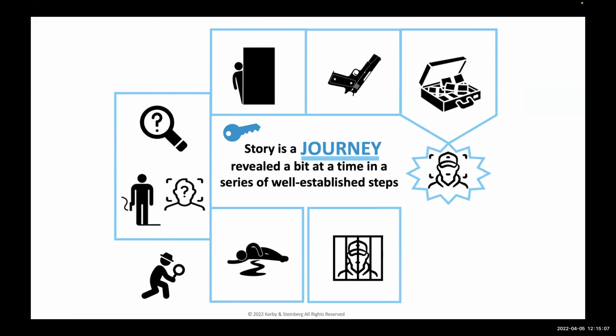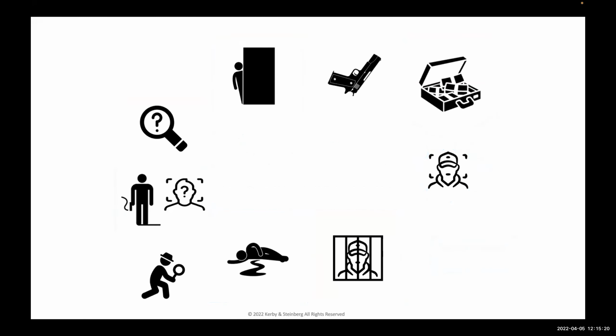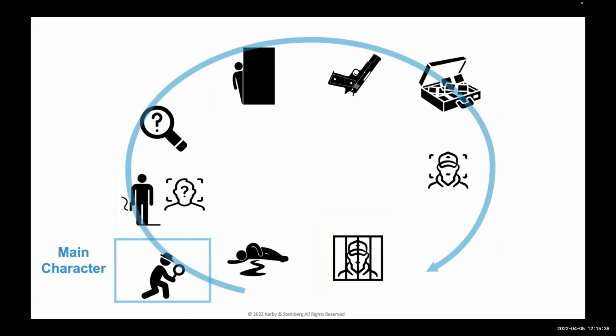Now, we all know that journeys aren't just steps. It's not just like a bus route. Somebody has to go on a journey. So who goes on the journey of a story? The person who goes on the journey of the story is the main character. And typically in a murder mystery, it's the detective or the investigator. Not always, but typically. They're the person who goes through the entire arc of the story, solving things and taking actions and having things happen to them and being challenged.